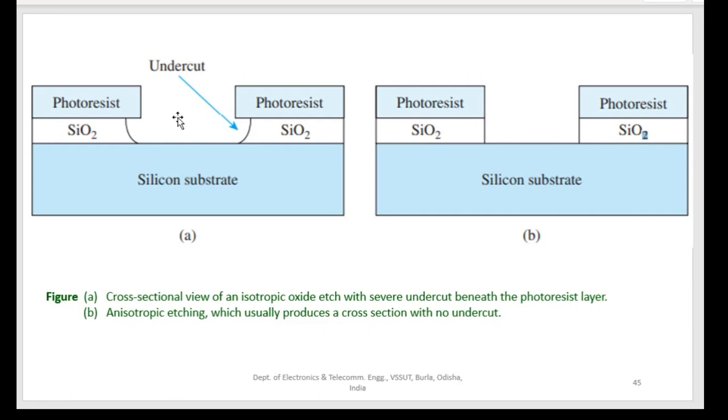Okay, so where we want to get a very high accuracy of etching areas, we can go for another process called anisotropic etching. Okay, and in this process the undercut does not occur, the undercuts do not appear. Okay, so this is a kind of perfect etching out. So this will give you a more accurate patterning of SiO2 as compared to the isotropic etching.